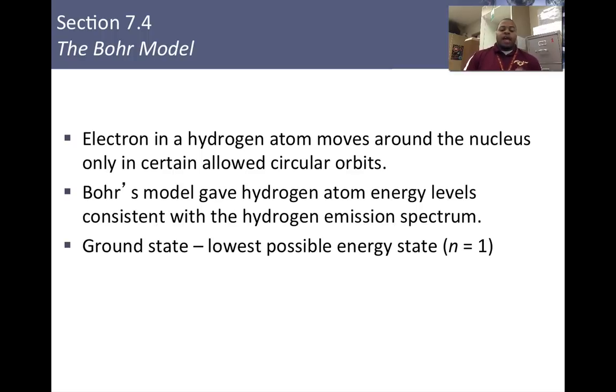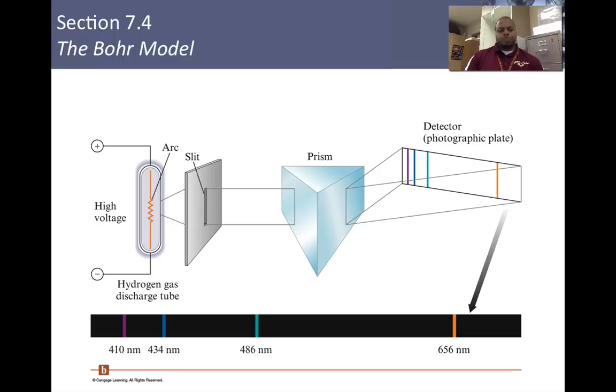Now, at any given state or any given time on a normal day, the electron was found at what we call its ground state. That is going to be the lowest possible energy state, or N equals 1. We know that N stands for our energy level, so you want to make sure that you're paying attention to those little parts.